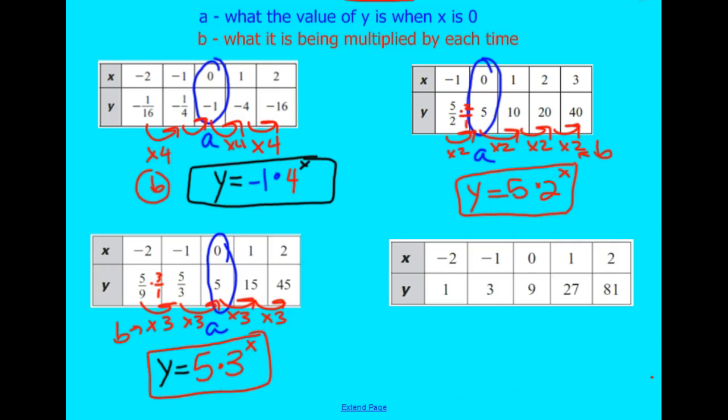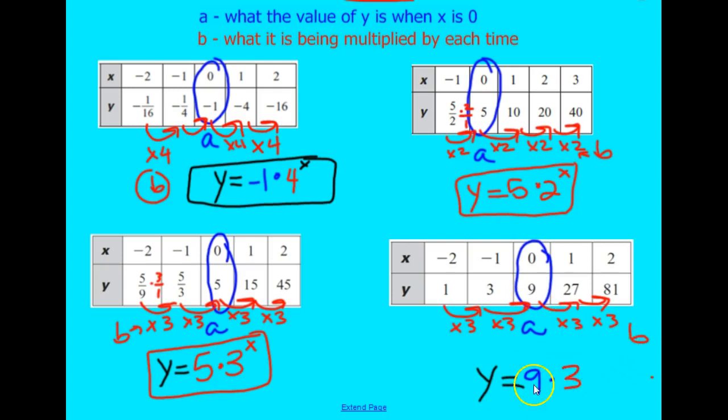Last one here, I would like for you to try this on your own and then click play to see if you got it right. A right here is going to be a 9. B, what are you multiplying each time? The base to our exponent. 1 times 3 is 3. 3 times 3 is 9. So we know we're multiplying by 3. That's going to be b. So we have y equals a, which is 9, times b, which is 3, to the power of x. X and y are always just x and y.